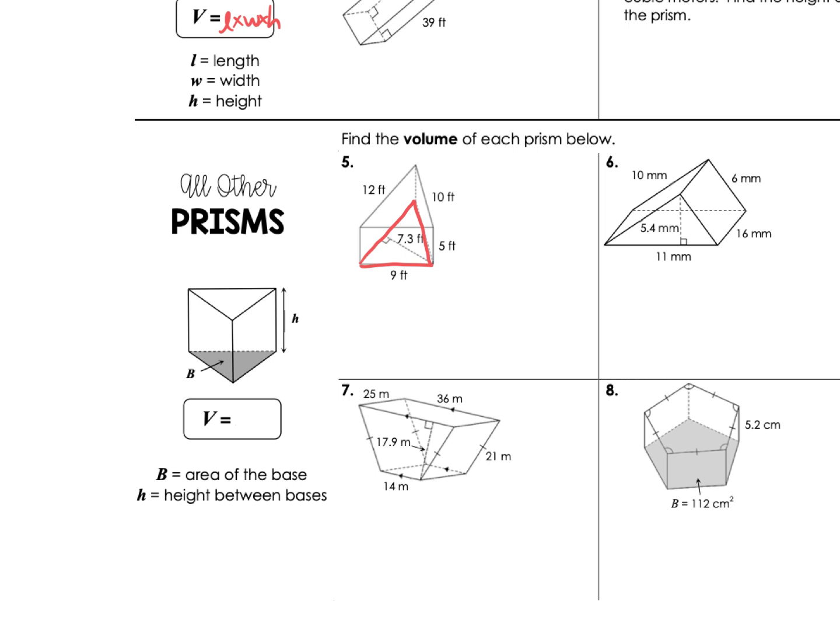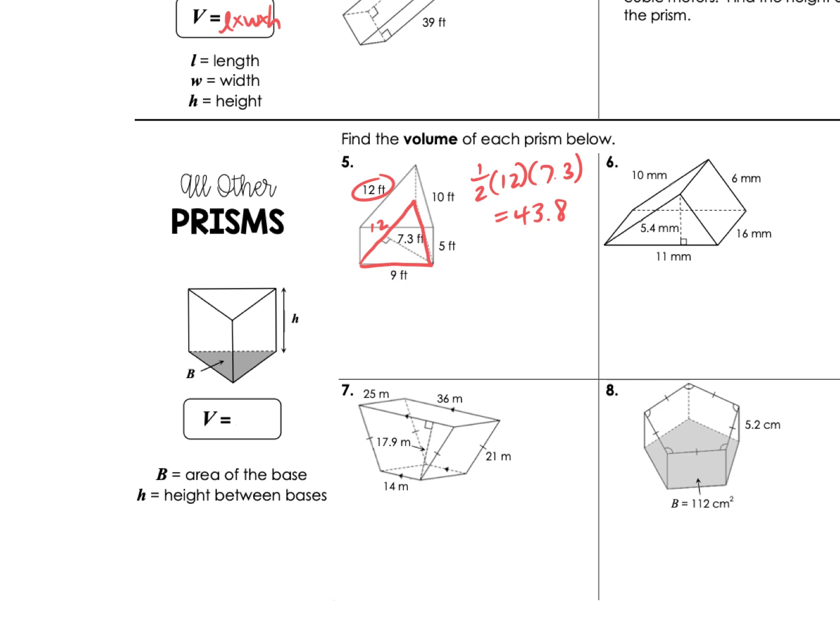What is my height here? 7.3. And what is my base? We have to find it. 12. It is 12. So it's right here. Oh, yes. So that one was given. So this is going to be 1/2 base times height for the area of the base. So that's 43.8.